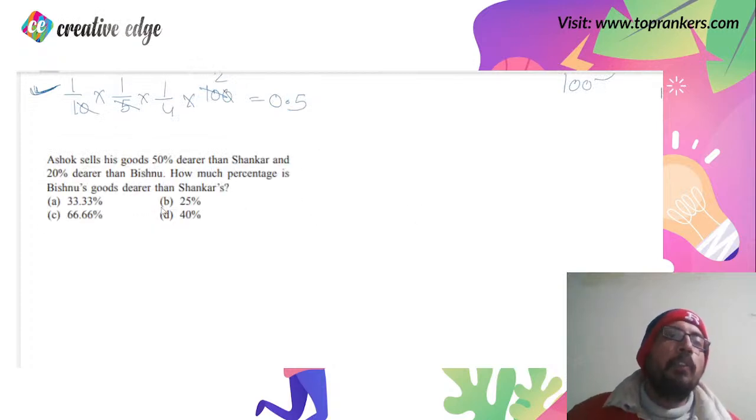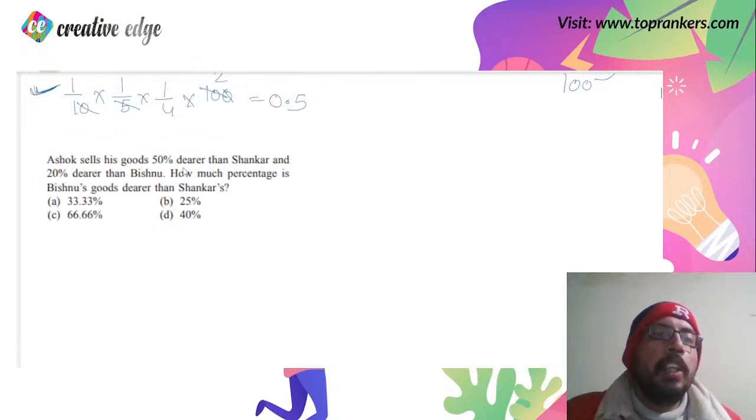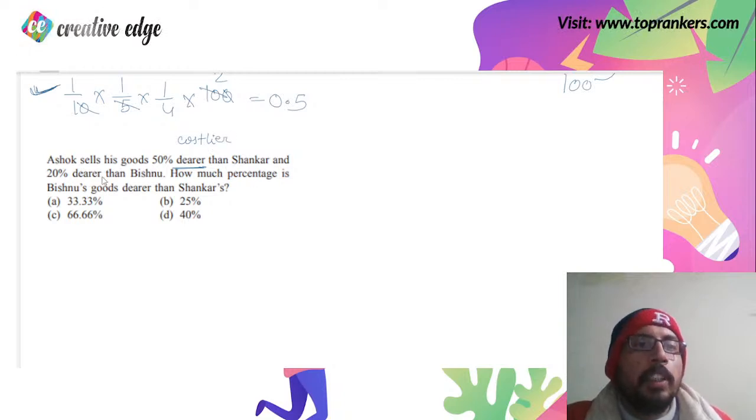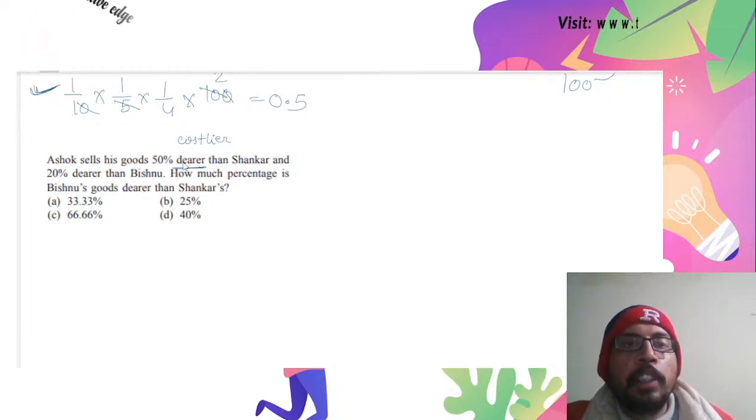Ashok sells his goods 50% dearer. Dearer means costlier than Shankar and 20% dearer than Vishnu. So what is this question saying? Ashok sells his goods 50% dearer than Shankar.